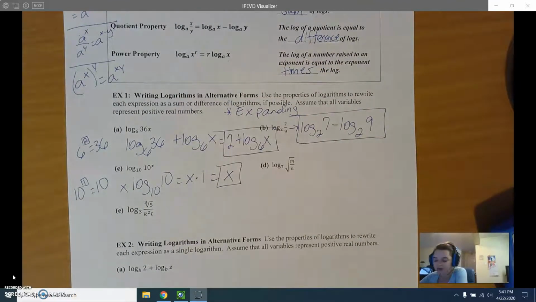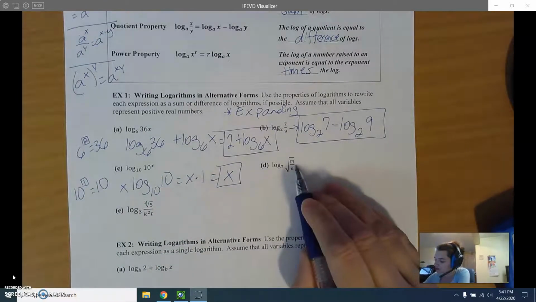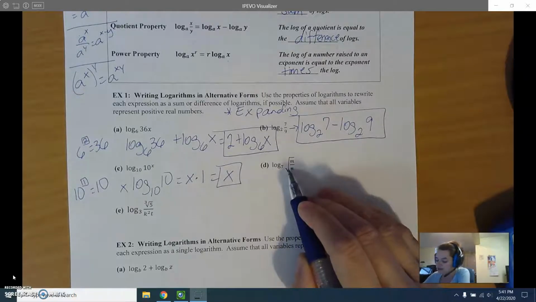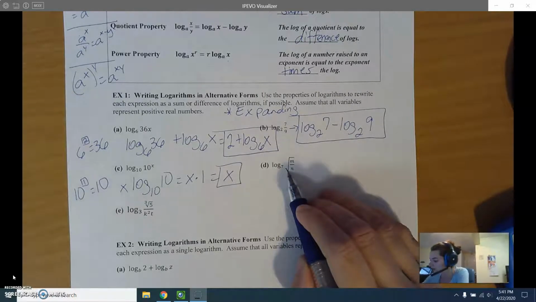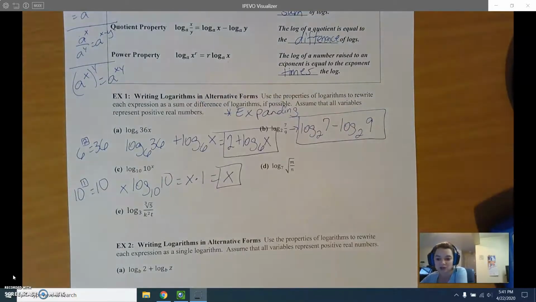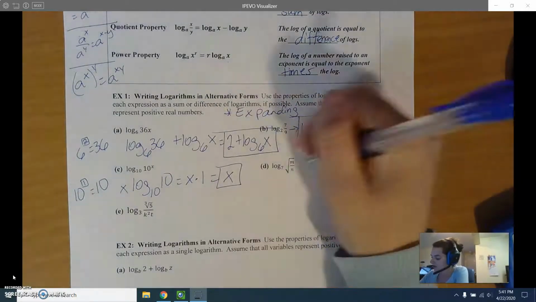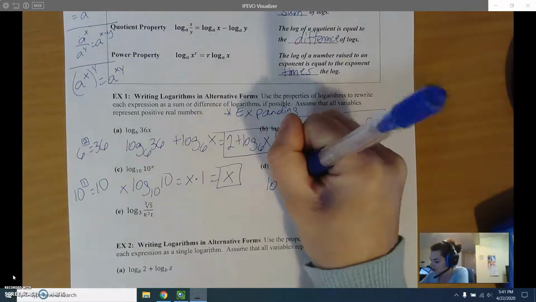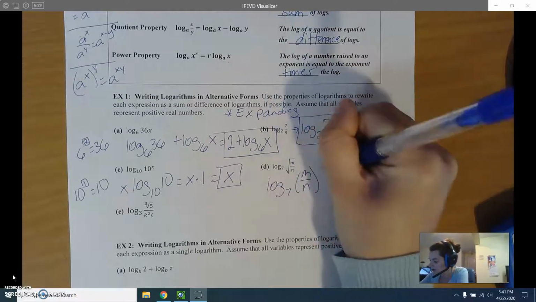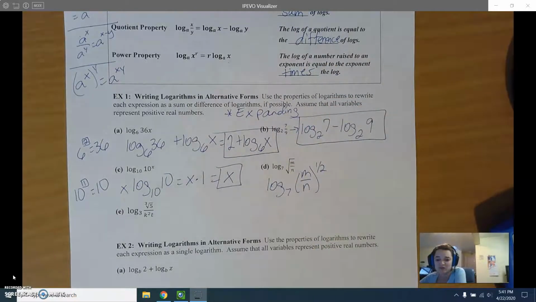Let's see, next step in part D, I actually have a couple things going on here because I have a square root and I have division. Okay? So let's see, the square root, if you guys remember, is really the 1/2 power, and the reason I'm thinking about that is because I do have a power property up here that I could possibly use. So let's rewrite it in that way first. So the log base 7 of, this would be m over n raised to the 1/2 power.